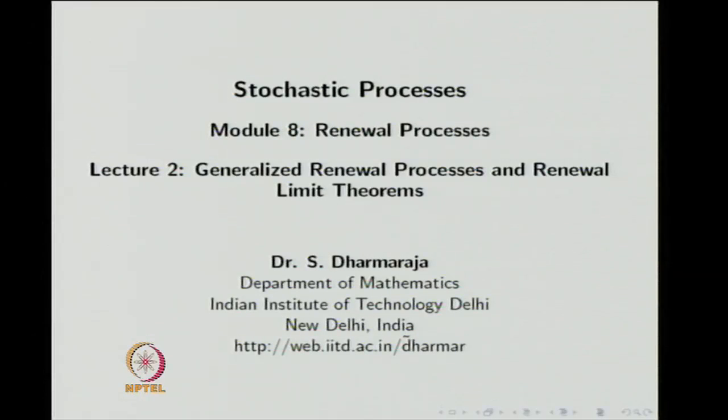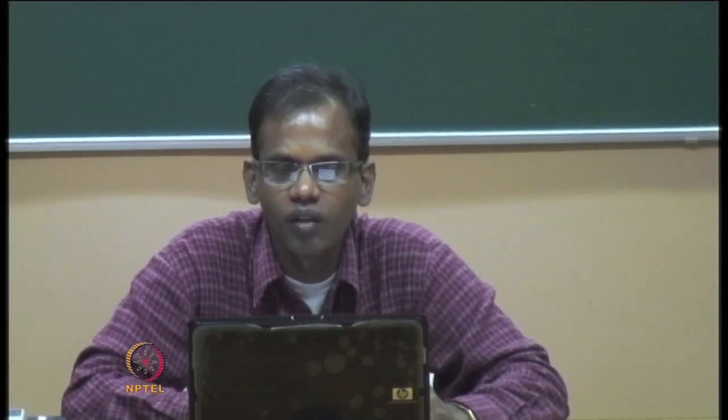This is Stochastic Processes, Module 8, Renewal Processes, Lecture 2: Generalized Renewal Processes and Renewal Limit Theorems. In Lecture 1 we discussed the renewal process, its definition and properties. Following the renewal process definition, we discussed the renewal function, and then the renewal equation, and also saw a few examples.